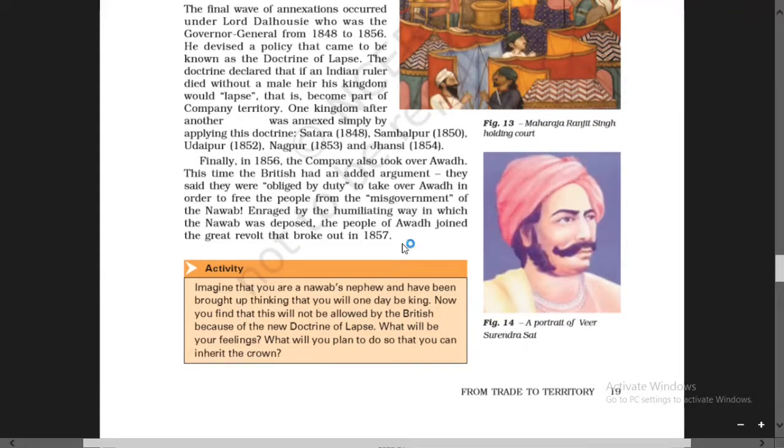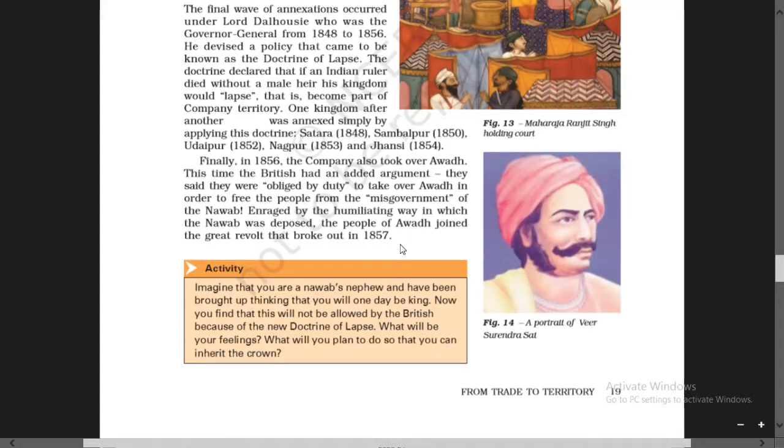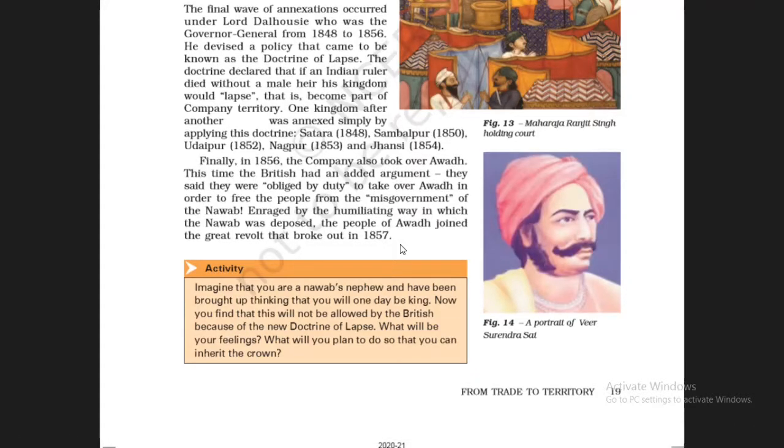As it said, the British had an added argument in which they said they were bound by duty to take over Awadh, to free the people from the dishonest government of the Nawab, and by the humiliating way in which the Nawab was deposed. Humiliating means making someone feel ashamed or stupid. Deposed means removed from office forcefully. So the Nawab was deposed, removed from office forcefully.